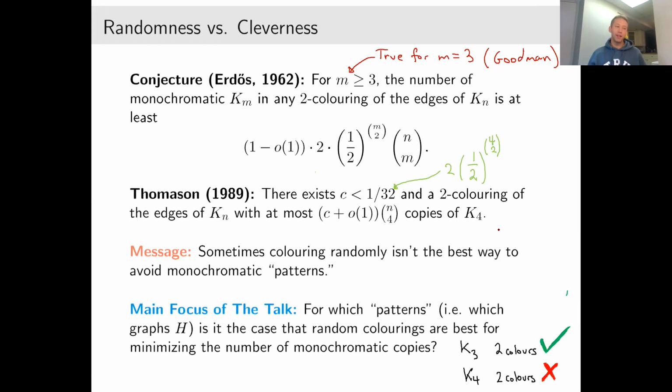But despite that, it's still an interesting question, I think, to understand the role of random colorings in these problems. So try to extend Goodman's result to understand which classes of graphs have that property. So for which patterns, or in other words, for which graphs H, is it the case that random colorings are the best for minimizing monochromatic copies of H? So that's the question. And as we saw with Goodman's result, if you're dealing with K3 and you have 2 colors, then random colorings are the best. And Thomason proved if you have K4 and you have 2 colors, there's a coloring that's better than a random coloring.